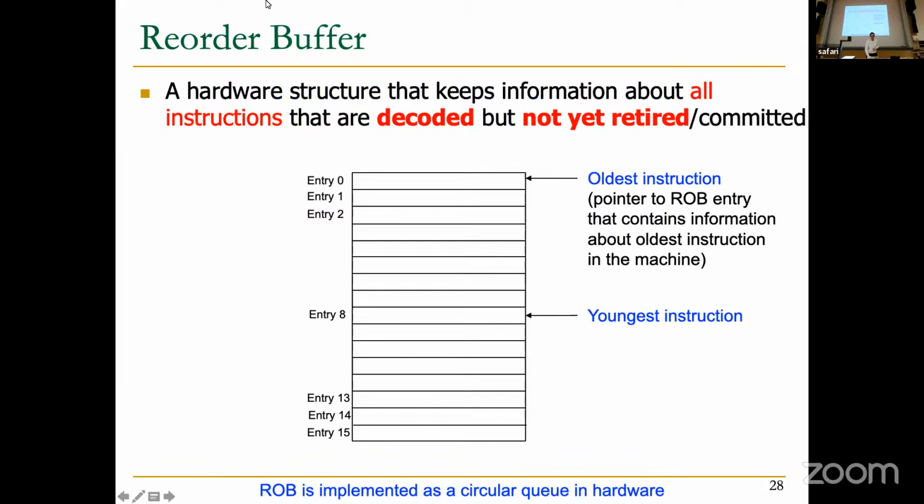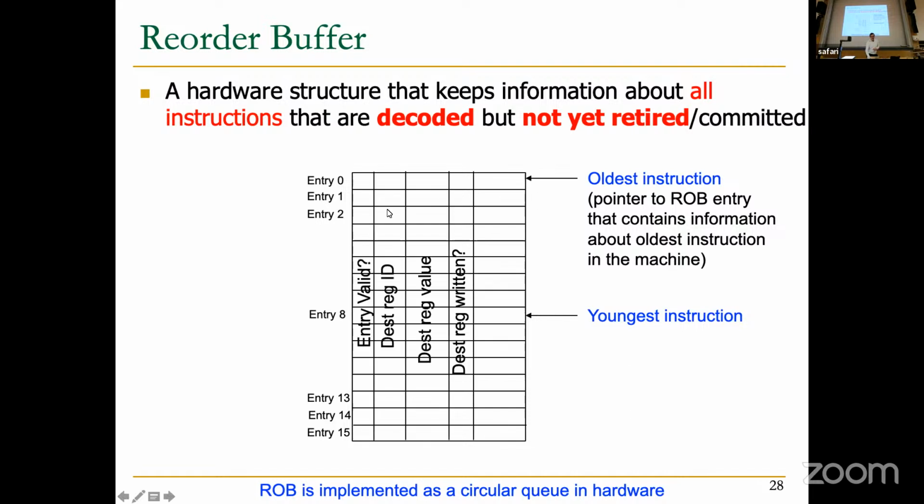I'm going to show you an example of this. But this is a hardware structure. Reorder buffer is a hardware structure that keeps information about all instructions that are decoded, but not yet retired or committed, as we have discussed. So it's a circular queue in hardware. In this case, you see a 16-entry buffer. As with any circular queue, you need to have pointers. The head pointer points to the reorder buffer entry that contains the information about the oldest instruction in the machine. And then there's a tail pointer, which points to the youngest instruction. And this can be empty, of course, and there needs to be some semantics that need to be satisfied with empty queues. But basically, that's the idea.